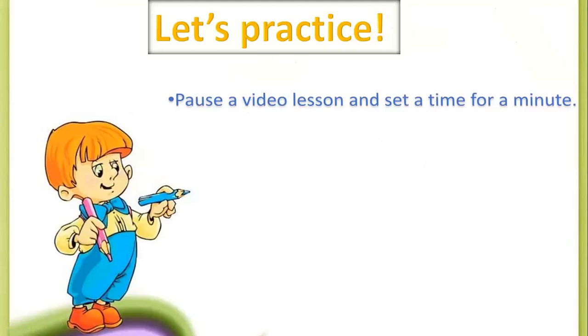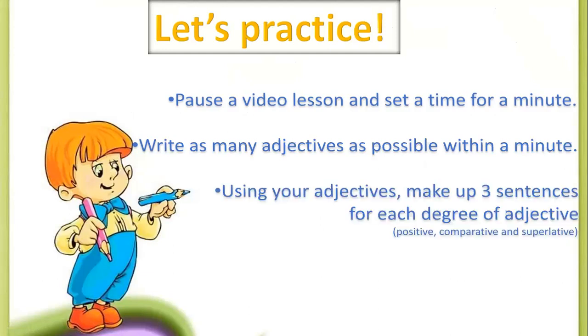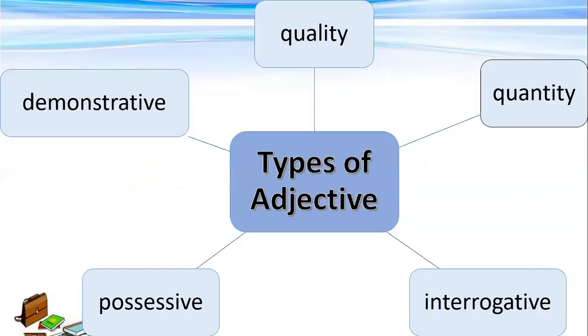What you have to do: pause the video lesson and set a timer for a minute. Write as many adjectives as possible within a minute. Once you have written a list of adjectives, then using your own adjectives from the list, make up 3 sentences for each degree of adjectives. Your 3 sentences should be in positive degree, 3 comparative, and 3 using superlative degree. Okay, good. Now let's go ahead.